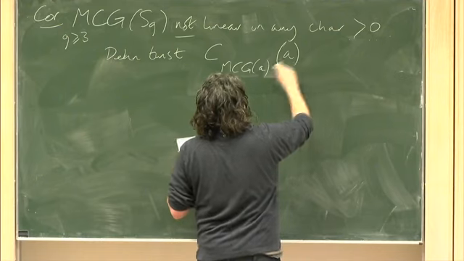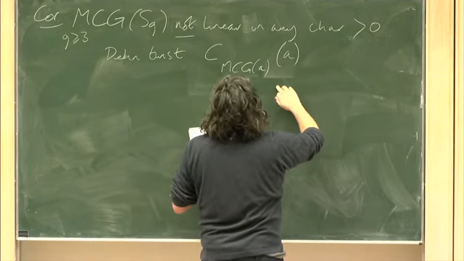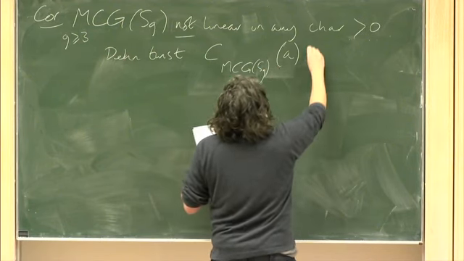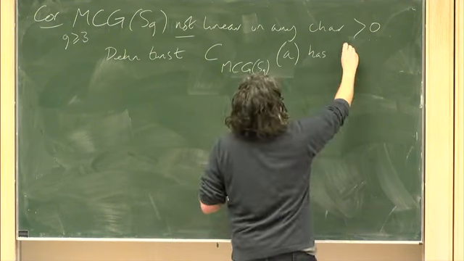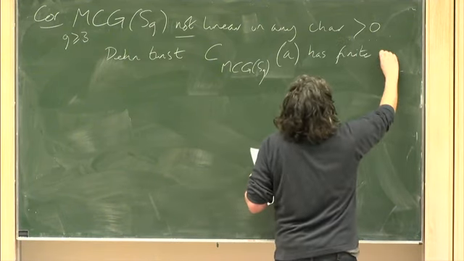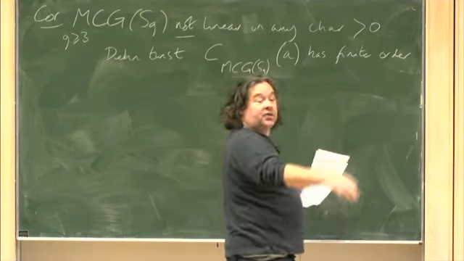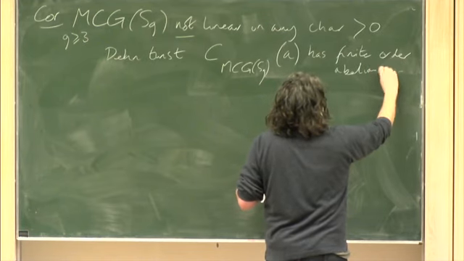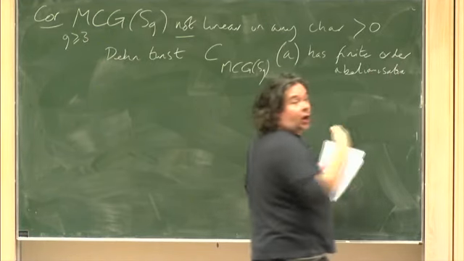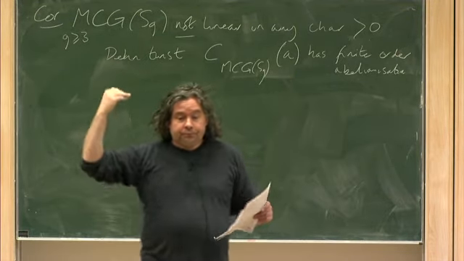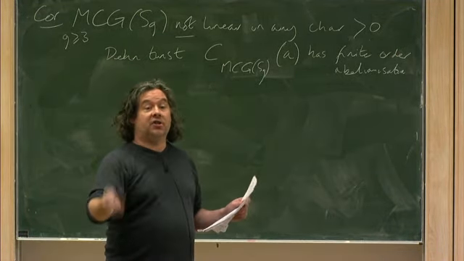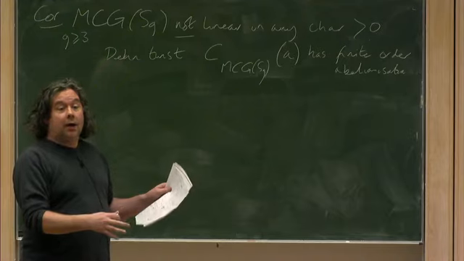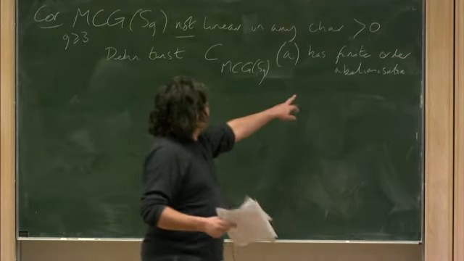the centralizer of that Dehn twist in the mapping class group has finite order abelianization. Nothing survives as an infinite order element. You do that by seeing the centralizer by cutting along the curve and describing the centralizer in that way. So essentially you're reducing it to another mapping class group, and you know what the abelianizations of those are.